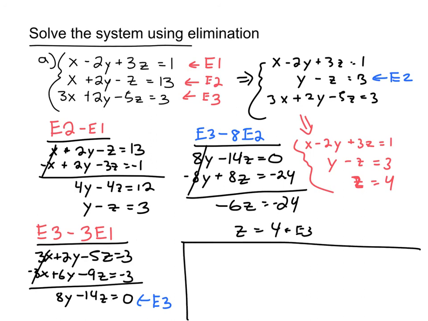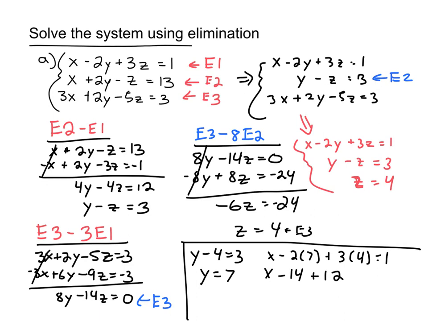So I'm going to do that down here. I'm going to plug in z equals 4 into the second equation. So I'll have y minus 4 equals 3. If you add 4 to both sides, you get y equals 7. Then go up to the first equation to figure out what x is. So x minus 2 times 7, since y is now 7, plus 3 times 4 equals 1. So x minus 14 plus 12 equals 1. Minus 14 plus 12 is minus 2, so x minus 2 equals 1. Add 2 to both sides, x equals 3.